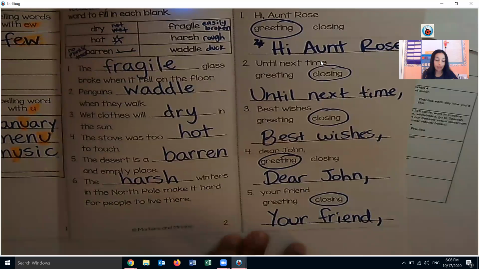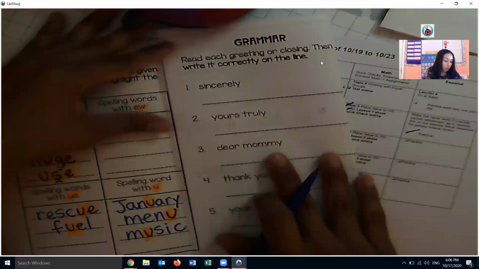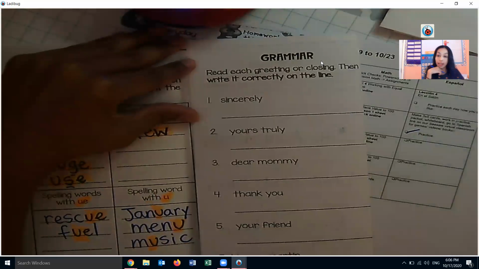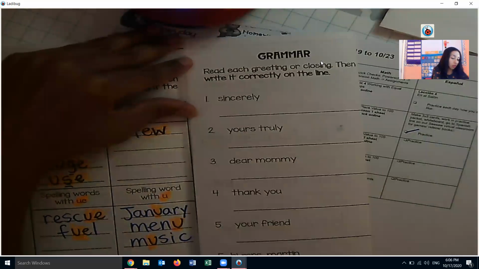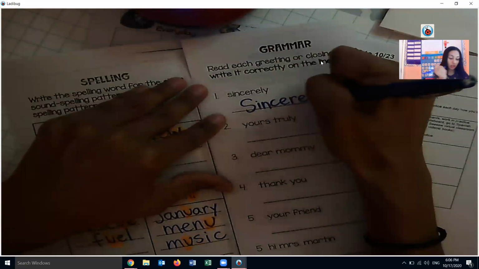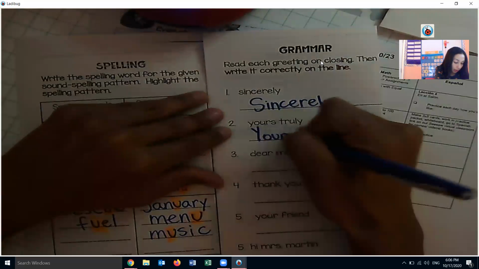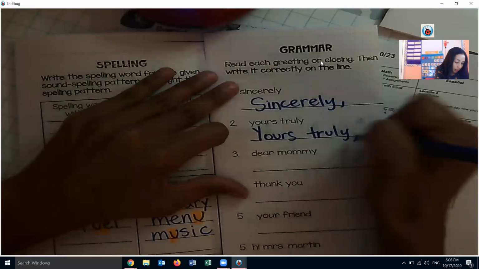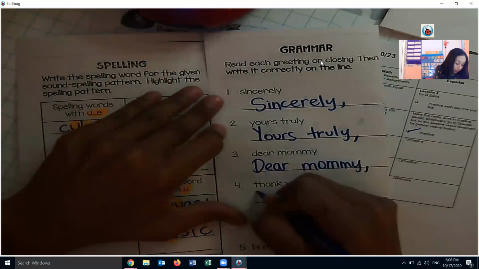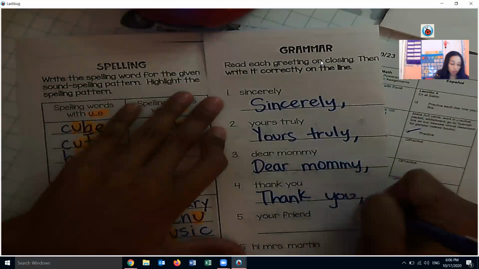Okay, now we're going to go to the back side, page 4. Grammar. Read each greeting or closing, then write it correctly on the line. So for the most part, we're just going to be capitalizing and adding commas. So capitalize Sincerely, comma. So this is a closing. Yours truly, comma. Dear Mommy, comma.